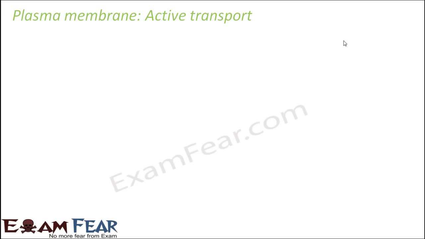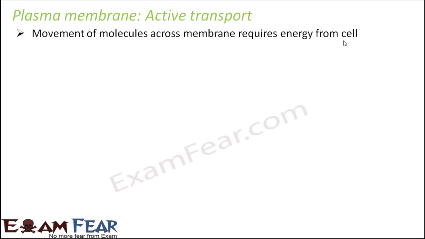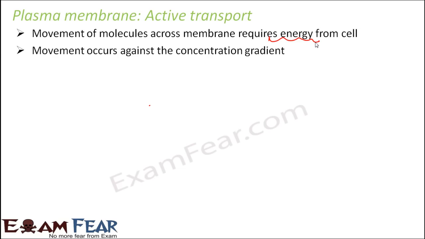Now it is very evident that here some energy input has to be there from the cell. So here movement of molecules across the membrane requires some energy from the cell. Again the same question would strike your mind: why would certain molecules need energy from the cell? That is because here the movement has to happen against the concentration gradient. That is the most important catch here. Here we are asking the particles to move from a region of low concentration to a region of high concentration. So that will not happen automatically.